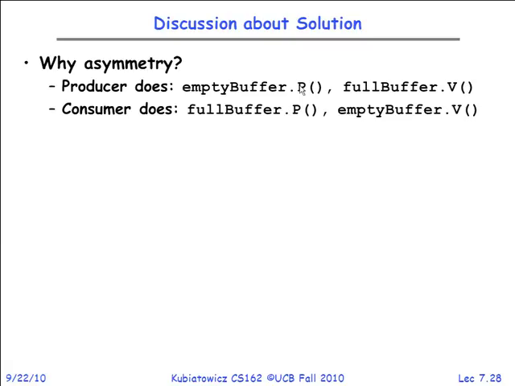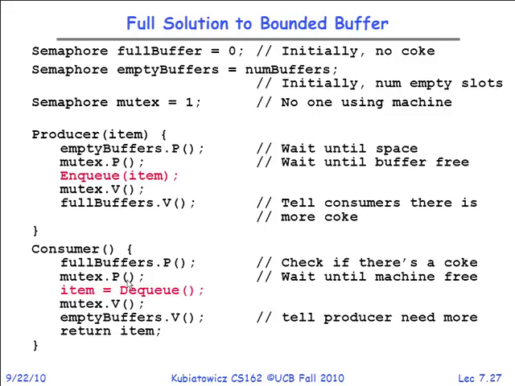Does it matter the order of the p-values? Okay, let's take a look here. All right? Notice how we've got empty buffer.p, mutex.p, full buffer.p, mutex.p. Now the answer is yes, I showed you that already, but why does flipping those p-values around cause deadlock? Can anybody explain that to me? Yes?